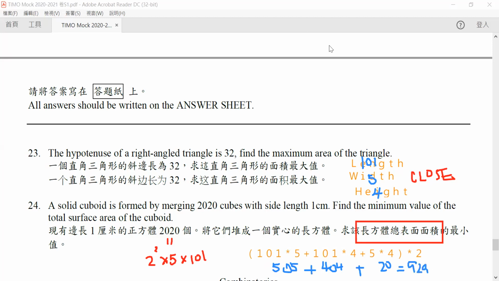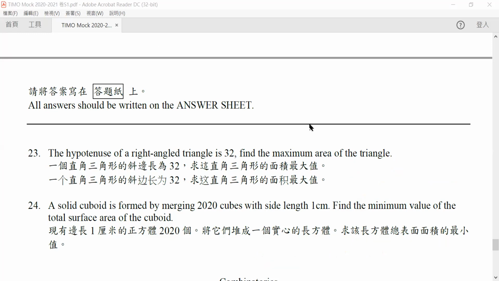And then we need to multiply by 2. We will get our answer, which is equal to 1858. This is the smallest surface area.